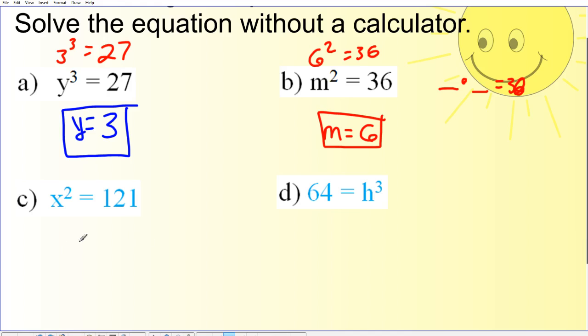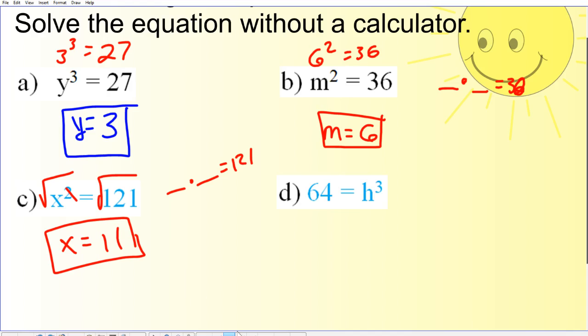Okay. So, since this is x squared, we're going to square root both sides. The square root and the squared cancel, which makes this just x. That was the goal. On the other side, when you take the square root of 121, what number times by itself is 121? The answer is 11. So the square root of 121 is 11.